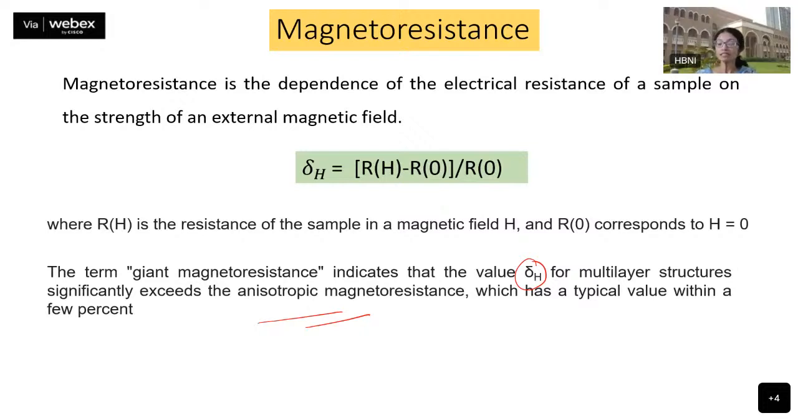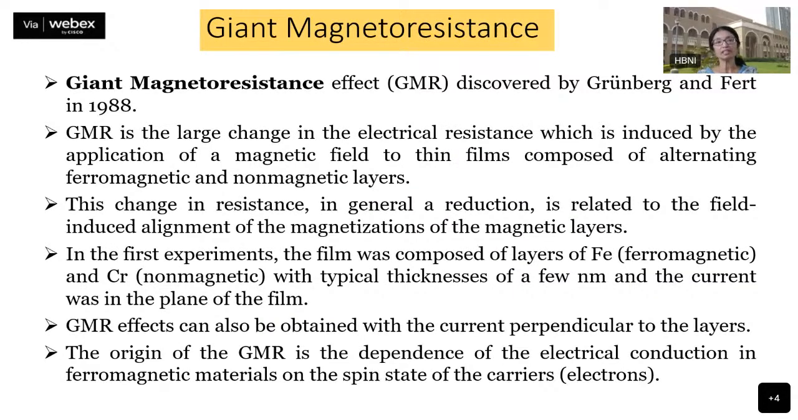But in this case, what we are talking about is a multilayer structure, and due to the fabrication of this multilayer structure, what you actually impart into the material is very high magnetoresistance, and that can have multifarious applications in various kinds of devices, which we will see later. So this giant magnetoresistance effect was discovered by Grunberg and Fert in 1988. As I said, it is a large change in electrical resistance induced by the application of a magnetic field to thin films composed of alternating ferromagnetic and non-magnetic layers.